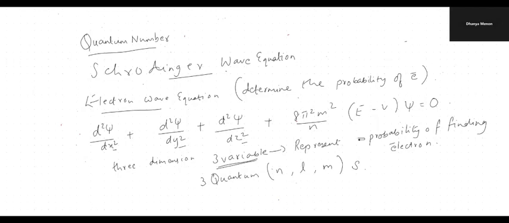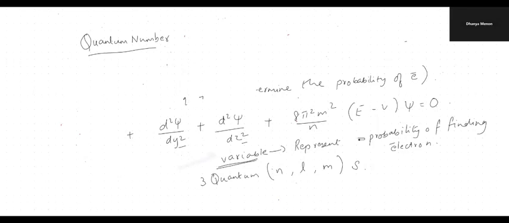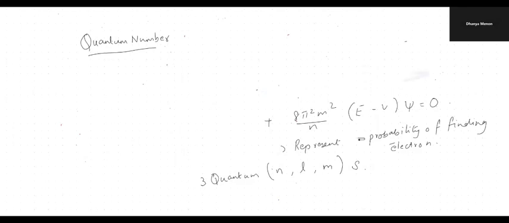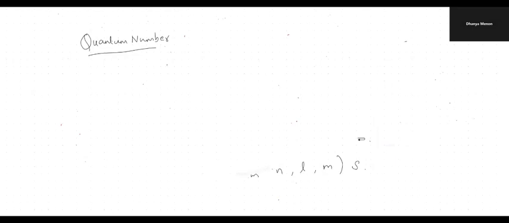Now, coming to the quantum numbers. The Schrödinger wave equation you don't have to memorize, but through this equation, it was suggested that the quantum numbers give the probability of finding the electron. The exact location will not be obtained, but at least a rough idea of which region it will be found. Now we have N, L, M, and S.